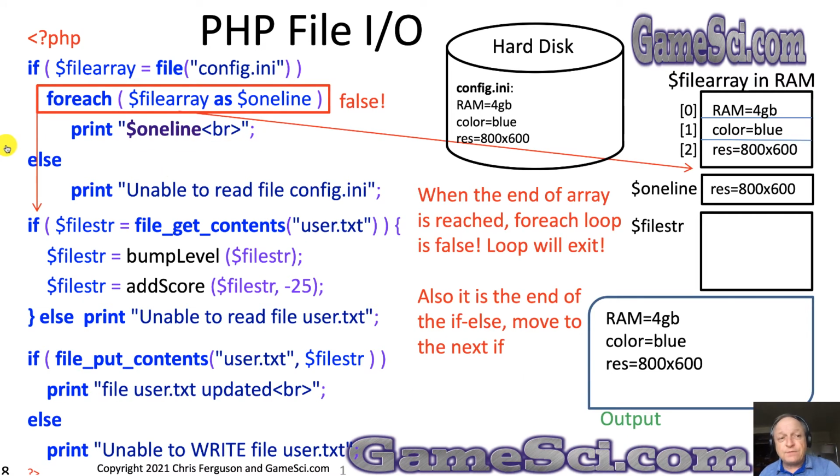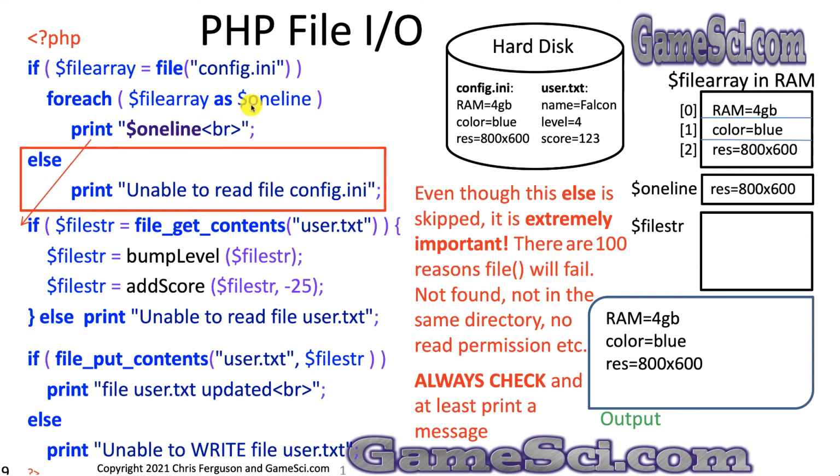This time it's different though. The foreach evaluates to false in this case because we've run out of data in the array. When the end of the array is reached, the foreach loop will return false and the loop will exit. Also, it's the end of the if statement above it, so we'll move to the next if. This statement went false, so we exited the foreach loop. We hit the else statement, so we skip past the else to the next line of code.